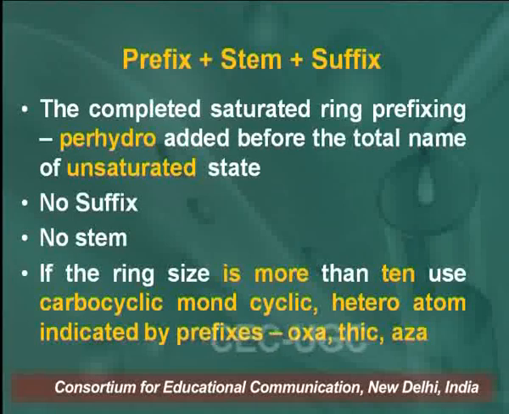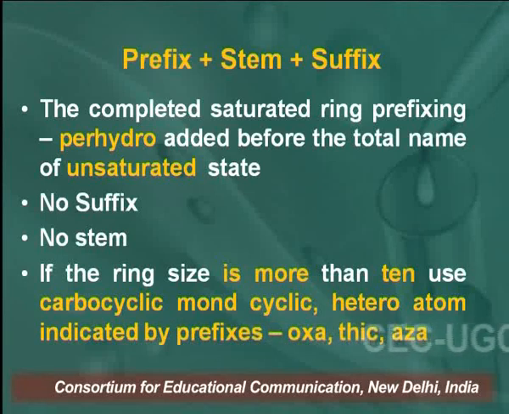Learners, here: prefix plus stem plus suffix. For the completely saturated ring, the prefix perhydro is added before the total name of the unsaturated state. No suffix and no stem we will use here, and if the ring size is more than 10, use carbocyclic monocyclic names, where the heteroatom is indicated by prefixes oxa, thia or aza: oxa for oxygen, thia for sulfur, aza for nitrogen.